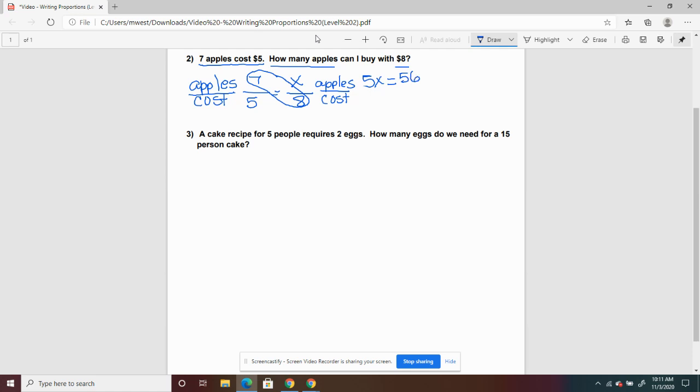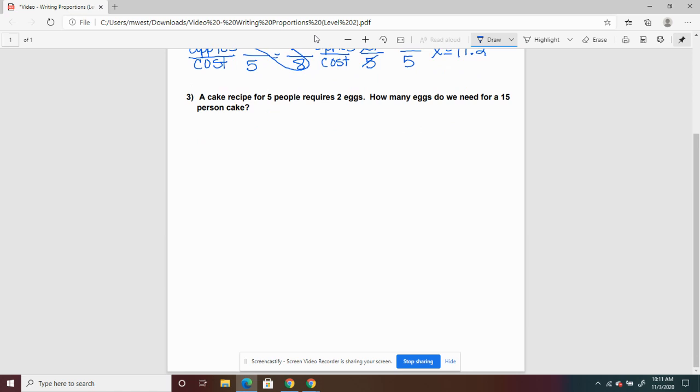And we want to isolate that variable by itself, so we're going to divide by 5. 5 divided by 5 is 1, so we're left with X equals, and 56 divided by 5 is 11.2.